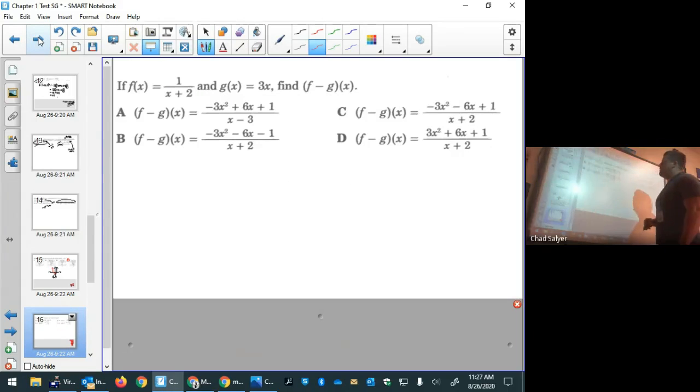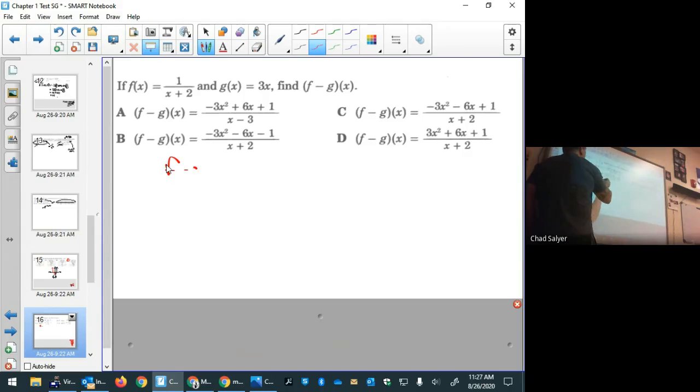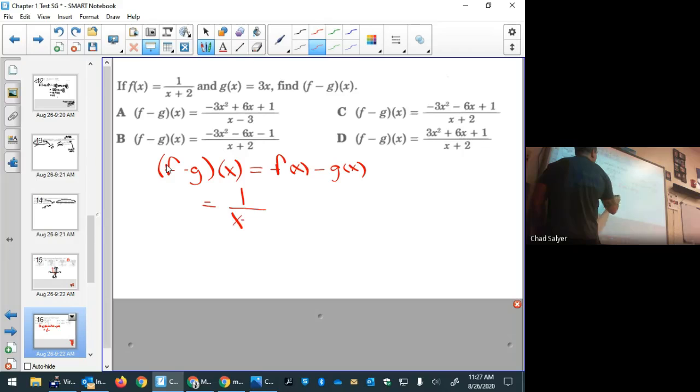Moving on, this is problem 15. And it says, if I have this f and this g, find f minus g of x. So this problem is going to be a little challenging because it's going to require some pretty dusty algebra skills maybe that you haven't used yet in this class. So that's f of x minus g of x. And that is 1 over x plus 2 minus 3x.